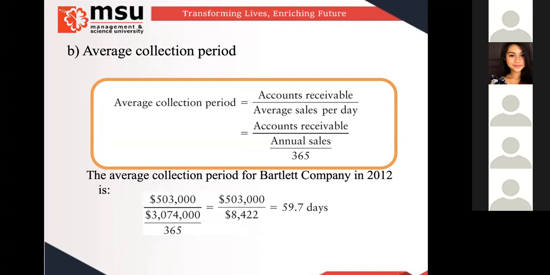All right. The second element that we want to look into for the efficiency of the company's management is average collection period. With average collection period, we want to see how fast the company is able to collect cash from their clients.